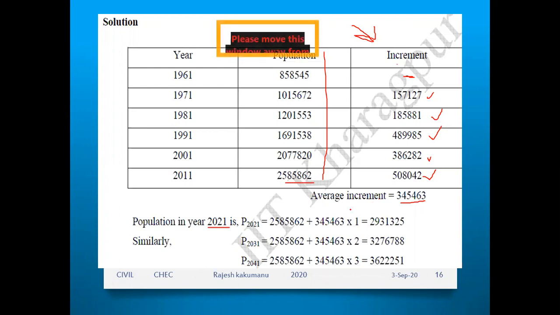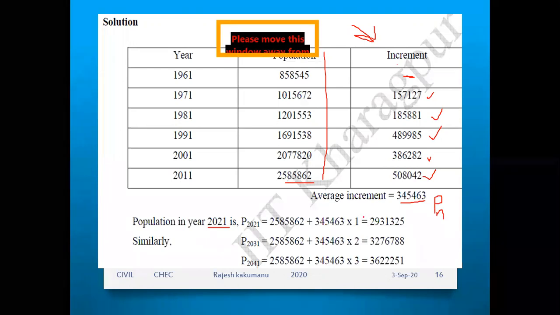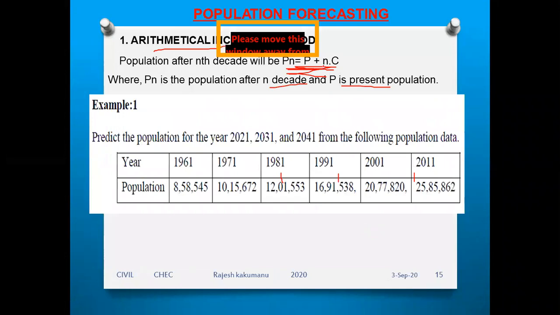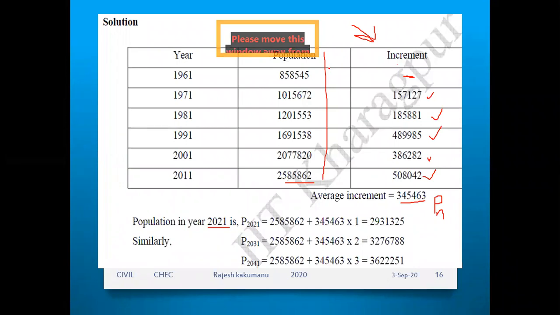Pn is, this is a Pn value. Pn into 1. That is it, like the earlier one. N takes values 1, 2, 3. C is the value you got. Now, applying this, you are getting this value.